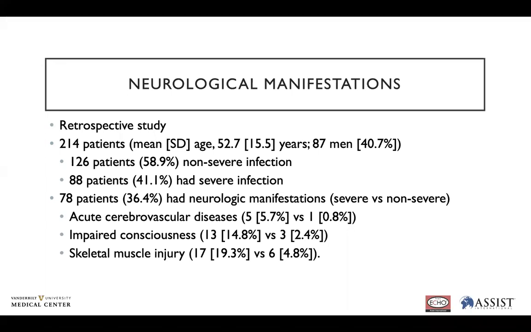Of the 214 patients that were examined, 78 patients, or 36%, had neurologic manifestations. As you can see below, these numbers highlight those neurological manifestations in severe versus non-severe cohorts. They were deemed to have acute cerebral vascular diseases, impaired consciousness, and skeletal muscle injury.